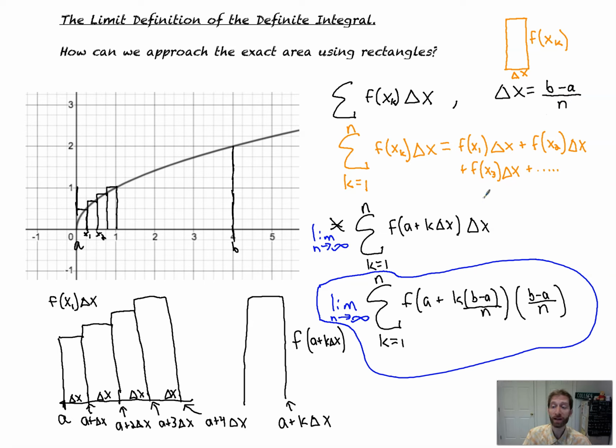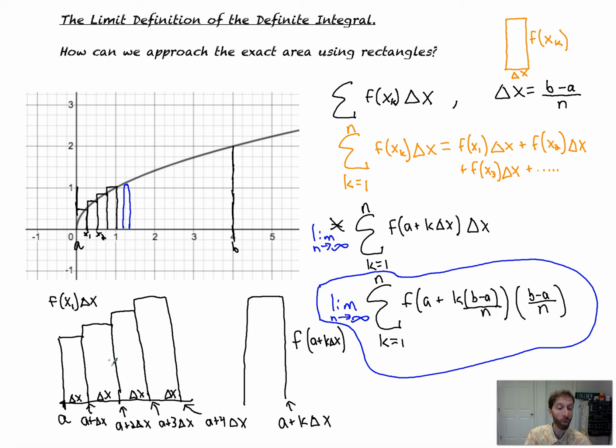So delta x is going to 0 while the number of rectangles is going to infinity, but that will fill up this space perfectly. You'll end up with really, really tiny rectangles and infinitely many of them. The rectangles will each have heights determined by this. It's easier to think of it this way. Your starting value plus however many delta x's you went over will get you any of these heights.